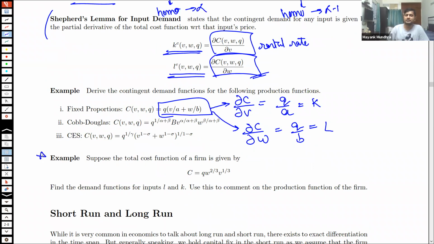So let's look at this example. Suppose the cost function of a firm is given by this. So find the demand functions for input L and K. So give me the contingent demand for labor and capital if this is my cost function, using this Shepard's lemma.